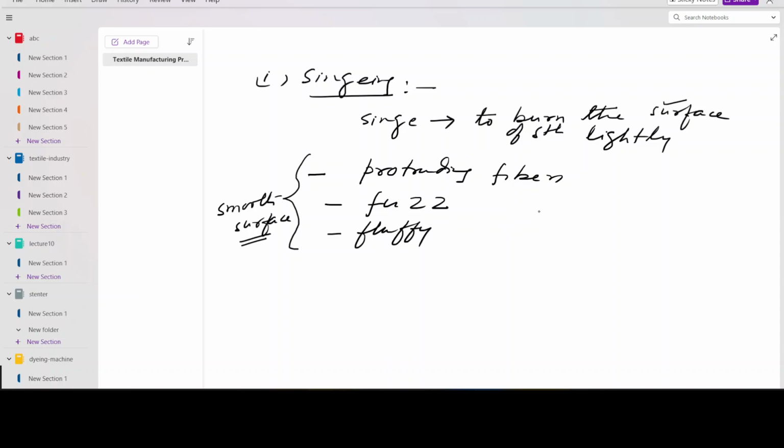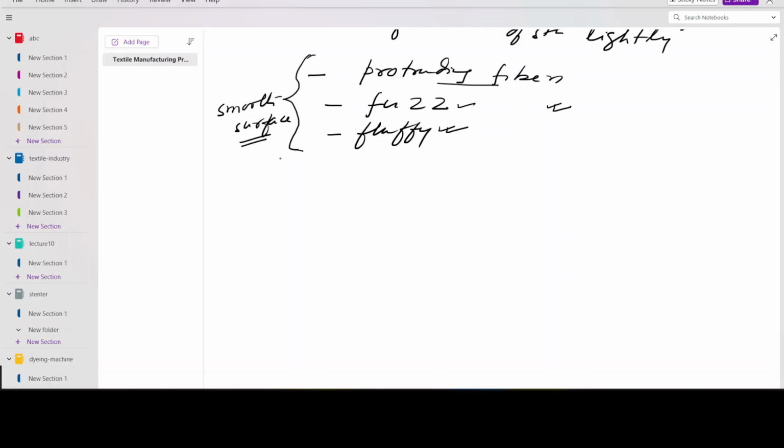What we call roa or things like that. These are the protruding fiber, fuzz, fluff. These are the material that we generally see on our garments. So these are singed, these are burned very lightly so as to remove these fibers, fuzz or fluffs and make a smooth surface.